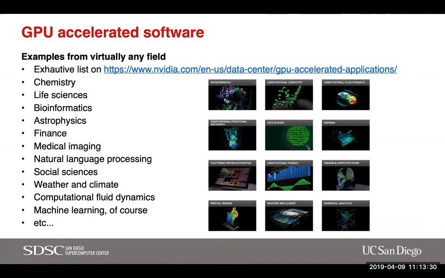Available nowadays, literally, virtually from any field. You can go from chemistry, life sciences, bioinformatics, astrophysics, so standard sciences, of course, also then finance, medical imaging, natural language processing, social sciences, weather and climate codes, fluid dynamics, and of course, machine learning, lots of machine learning lately. If you go to that link up there, NVIDIA has a very nice compilation of software that they support on their hardware, that they have supported developing, and with performance examples.